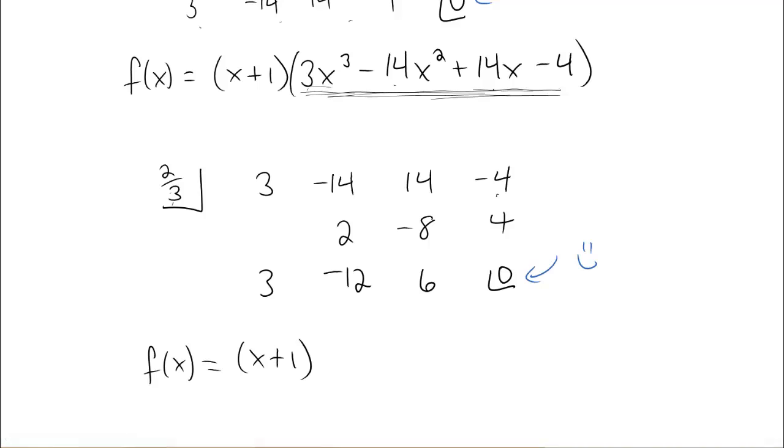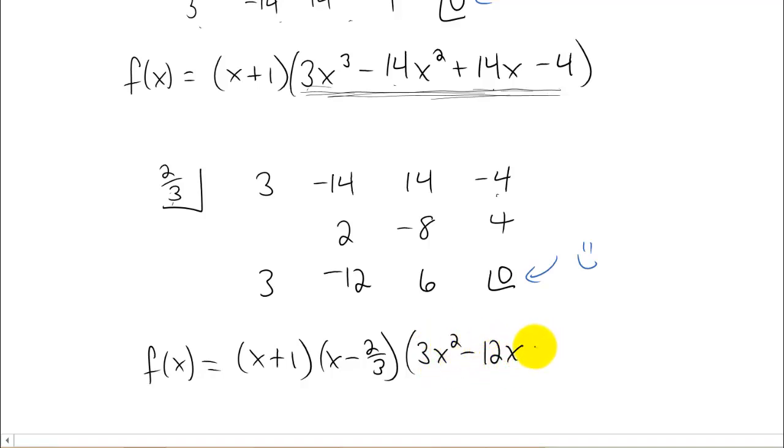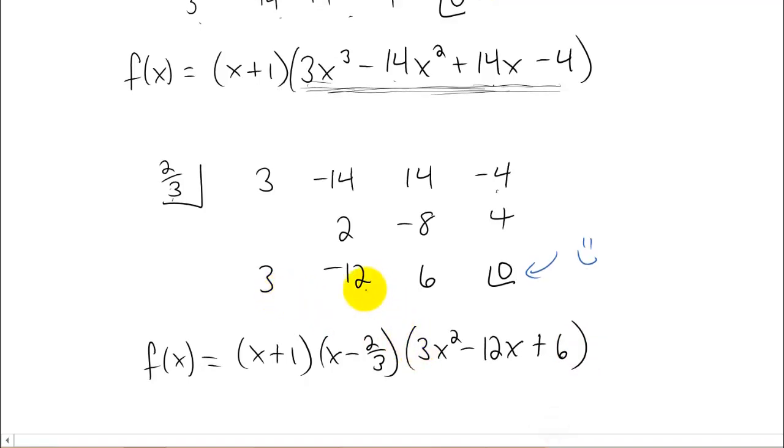Now looking back at our function, we had this factor x plus 1, and now we're taking what was left and we factored out an x minus 2/3. What remains of this polynomial now is 3x squared minus 12x plus 6. Again, I got those coefficients from what remained in the last line of the synthetic division.